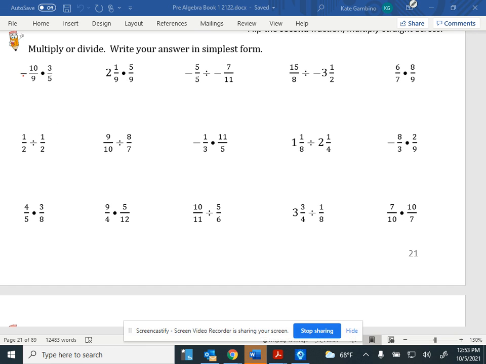Any questions about how to do this? Remember, when you come to mixed numbers, make them improper. Do either the multiplying or the dividing, and then simplify. Make them proper and simplify.